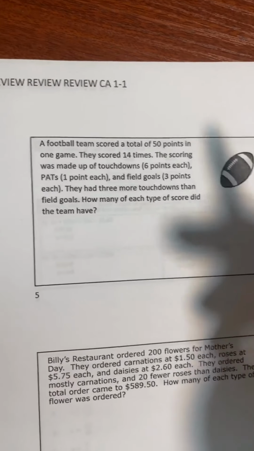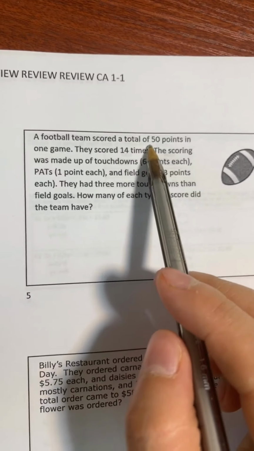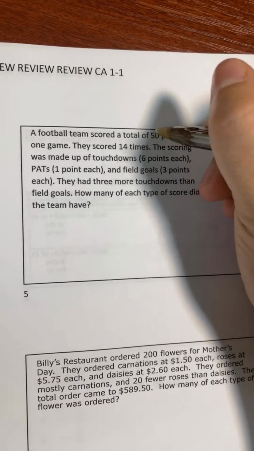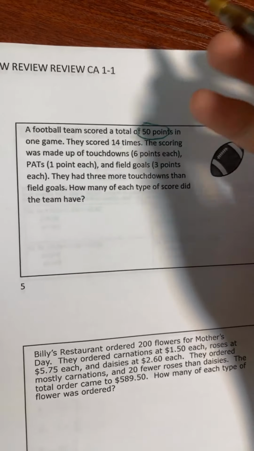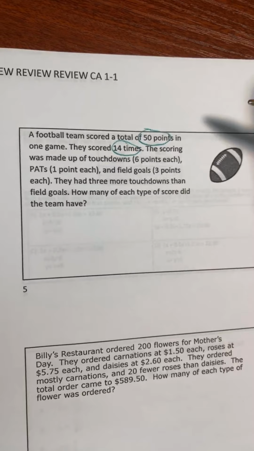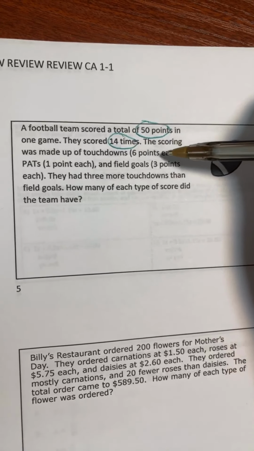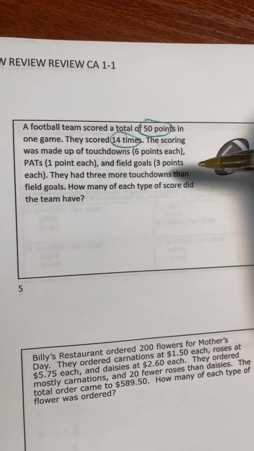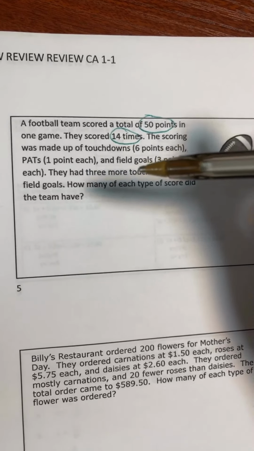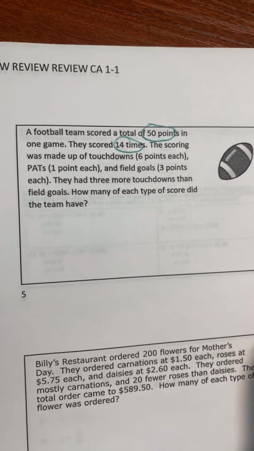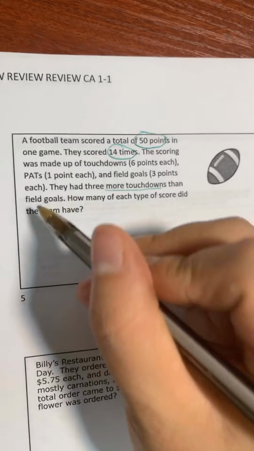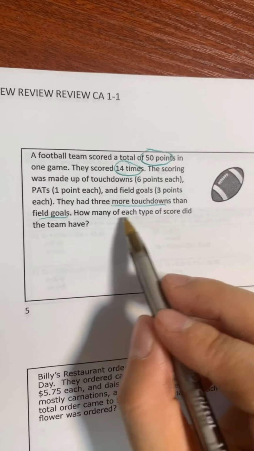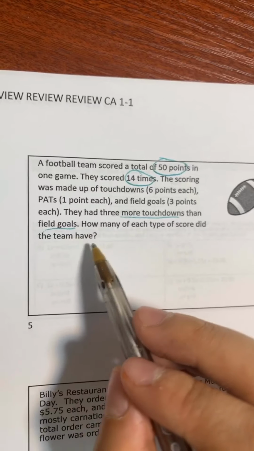Alright, go football, right? A football team scored a total of 50 points in 1 game, okay? And they scored 14 times. The scoring was made up of touchdowns, which are 6 points each, PATs 1 point each, and field goals of 3 points each. There are 3 more touchdowns than field goals, right? So 3 more touchdowns than field goals. How many of each type of score did the team have?